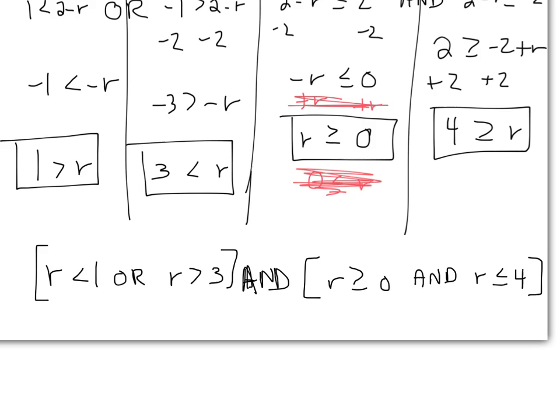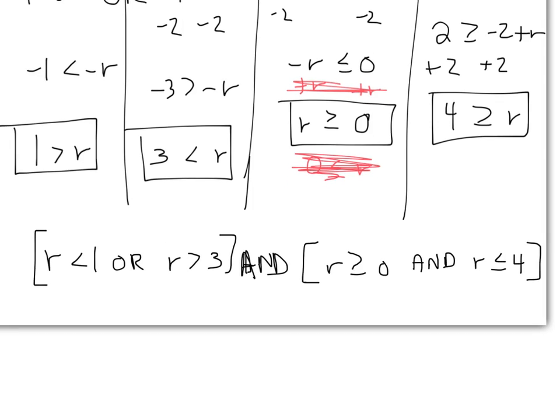So this is what's happening now. And it's a busy problem. There's a lot going on. Okay, r is less than 1, or r is greater than 3, and r is greater than or equal to 0, and r is less than or equal to 4. What would this look like on a number line? How would I graph all of these things?